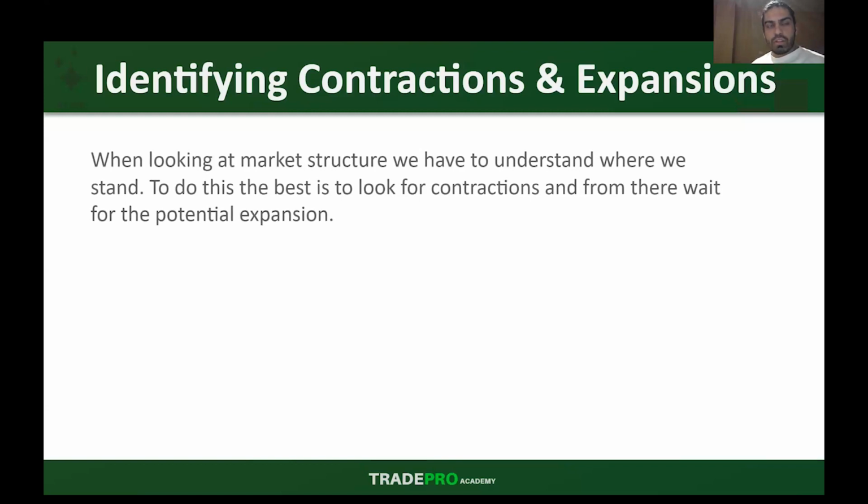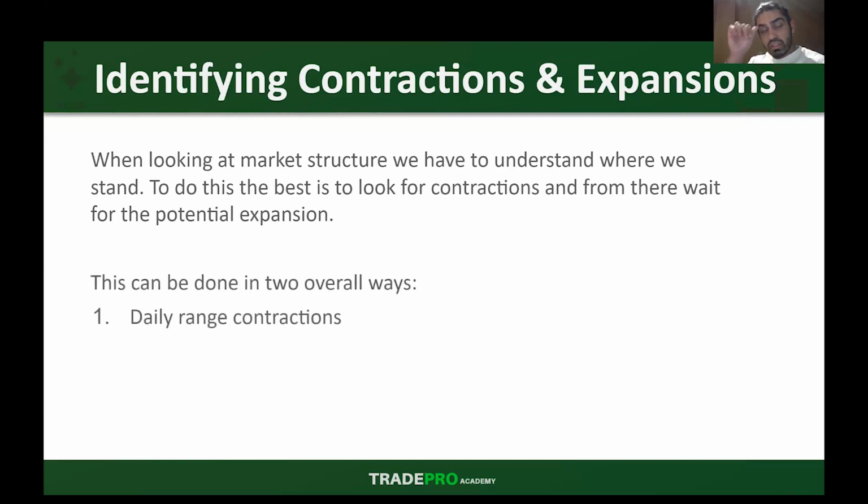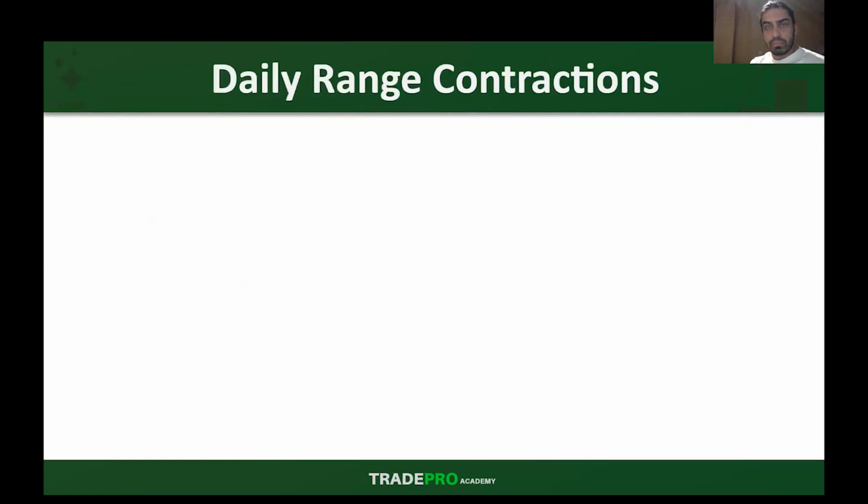So when looking at market structure, we have to understand where we stand. To do this, it's best to look for contractions and where we can get the potential expansion. It can be done in two overall ways. The first is a daily range contraction. The second is identifying stop zones. So let's break this down a little more.